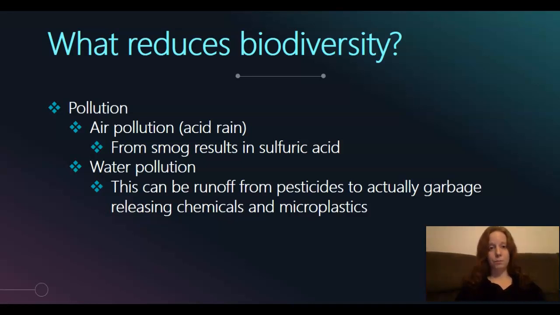So let's pick back up where we left off yesterday, and that's going to be with reducing biodiversity. Obviously there are several things that reduce biodiversity. Number 1 was habitat loss. Number 2, we talked about invasive species, and now we're going to talk about pollution, which again can kind of go hand in hand with habitat loss a little bit.